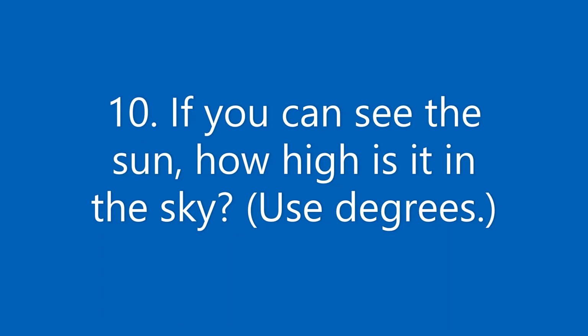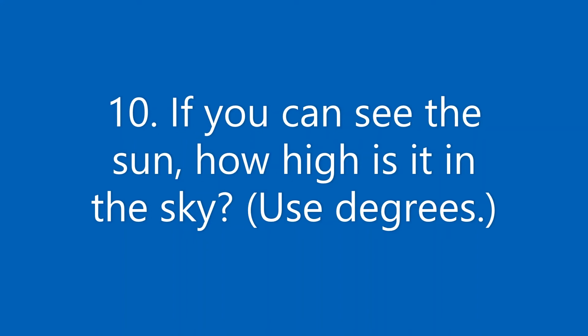Question 10. If you can see the sun, how high is it in the sky? Every morning at sunrise, we see the sun in the east on the horizon at 0 degrees. It rises to near 90 degrees straight overhead at noon. Then, in the evening, it sets below the horizon at 0 degrees.